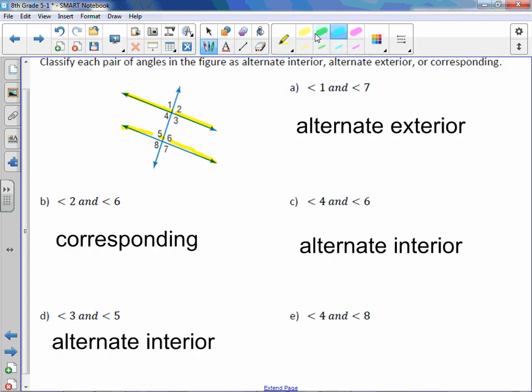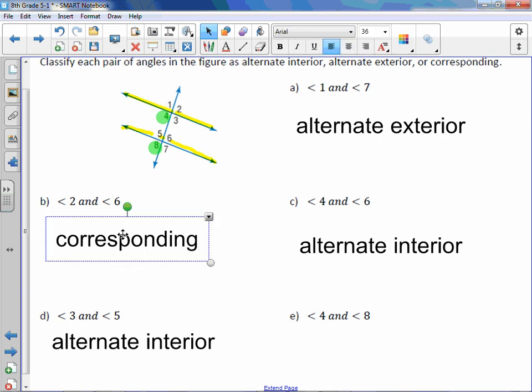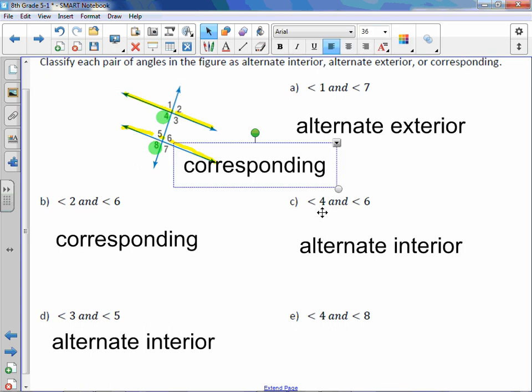Four and 8. They are on the same side of that transversal, and one's on the inside, the 4 is, 8's on the outside, so they're not alternating, they're not both interior or both exterior, but if you look, they're both in the same position of their respective intersections. So therefore, they are corresponding.